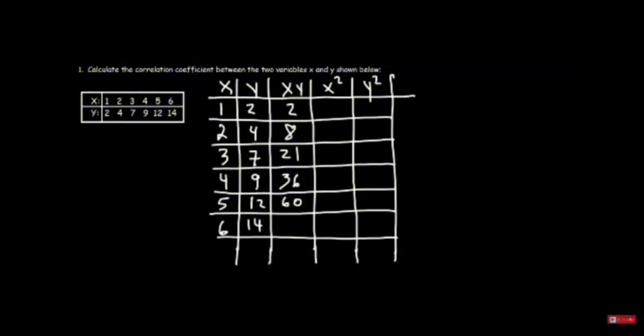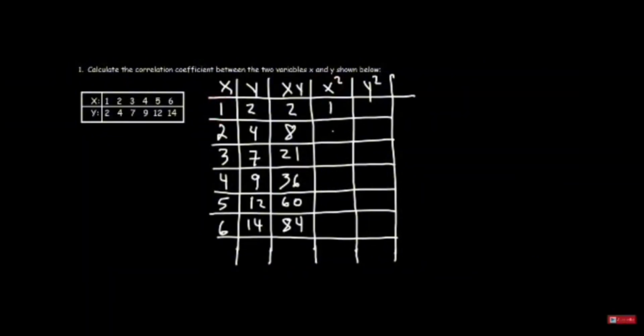6 times 4 is 24. When you add 60 and 24, that gives you 84. Now moving on to the next column, x squared. So we're going to square the values that we see in the x column.